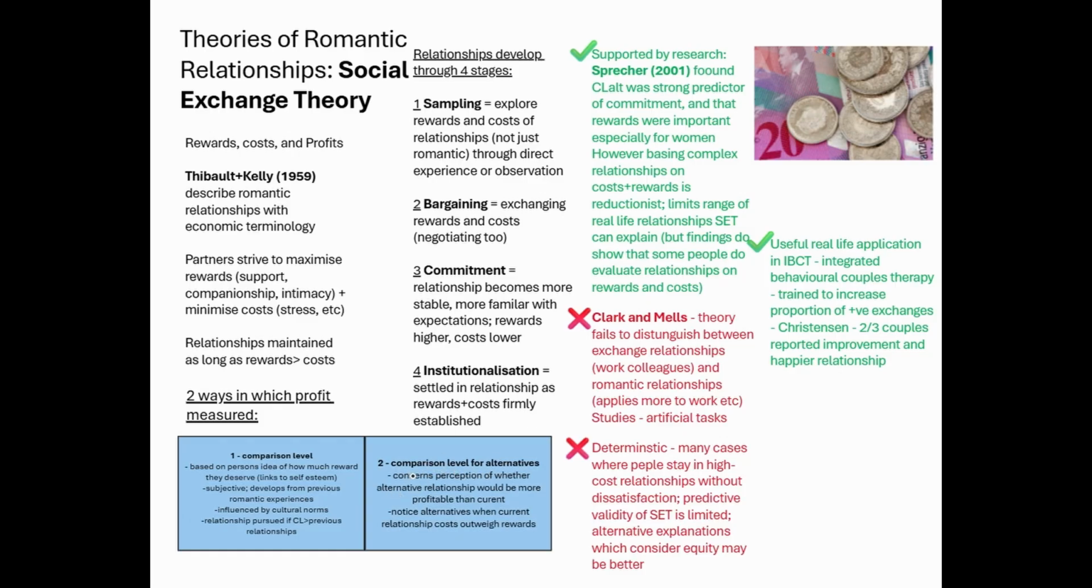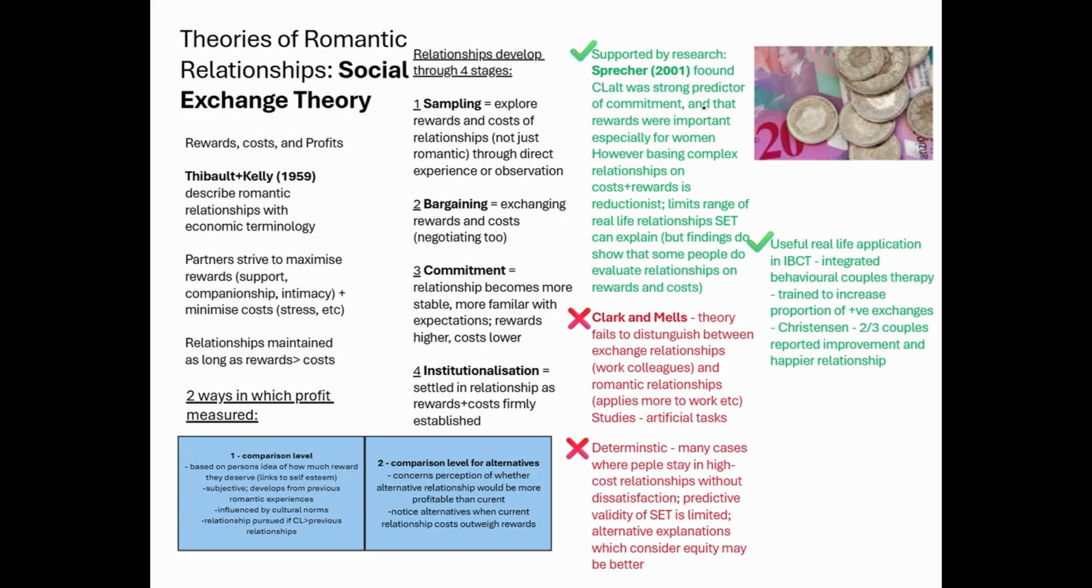Well, it's basically when you consider whether an alternative relationship will be better, and you notice alternatives when the current relationship costs outweigh rewards. So when your relationship isn't going well, you notice alternative people. So yeah.